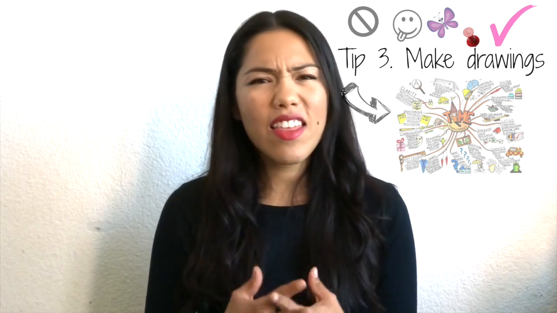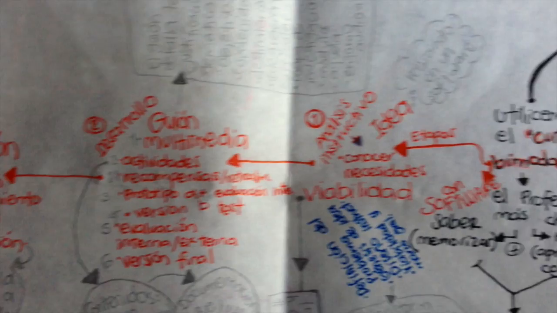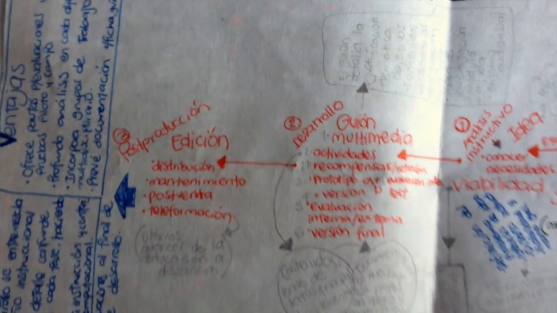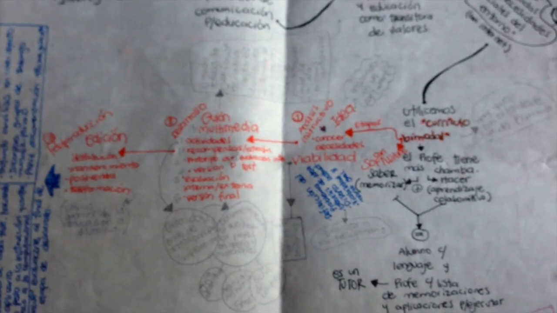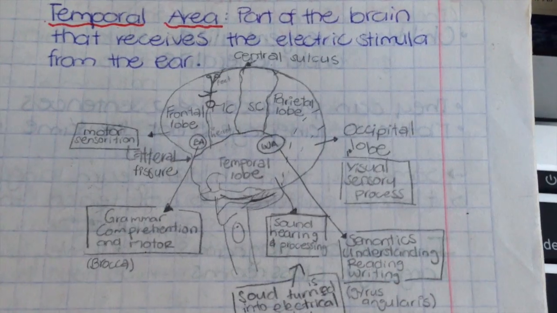Tip number 3. Make drawings. This technique can be divided into 2 different things. Number 1, you can draw a mind map. Mind maps will help you make relationships among the words and the content that you are being taught. Or you can also make drawings of the vocabulary you are learning. If you don't know how to draw, it doesn't matter, as long as you understand what you wanted to draw.